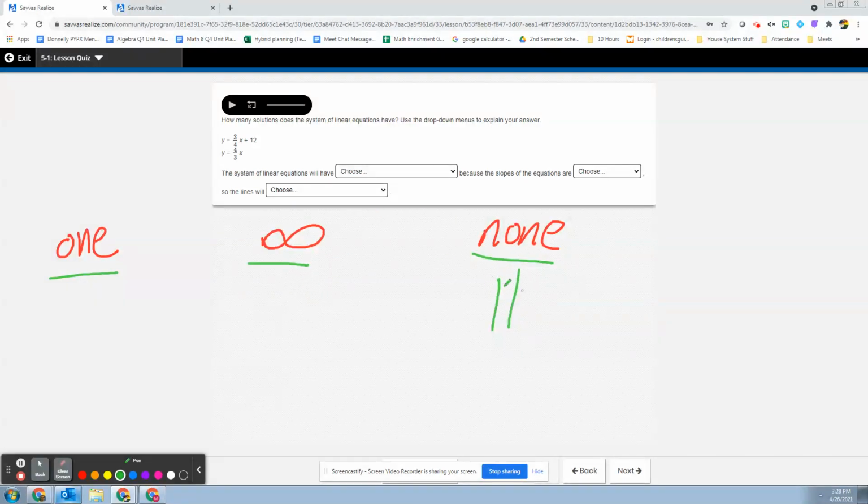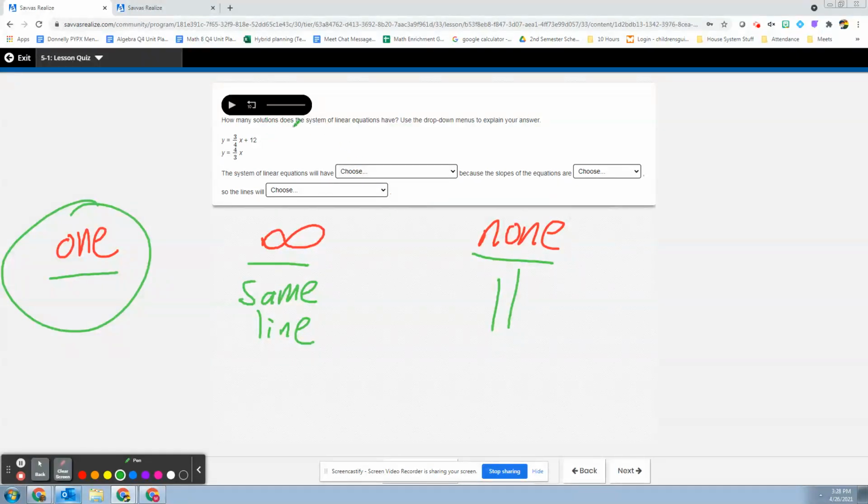Now, parallel means they have the same slope. If they have the same slope and same y-intercept, they're technically the same line. So you're looking at when you have the same line. And if they're not parallel and they're not the same line, they have one solution, which means they intersect at one point. And that's how linear equations work.